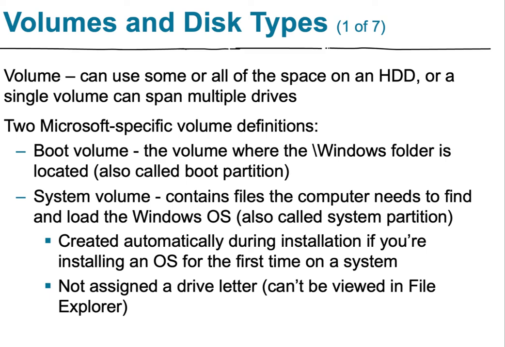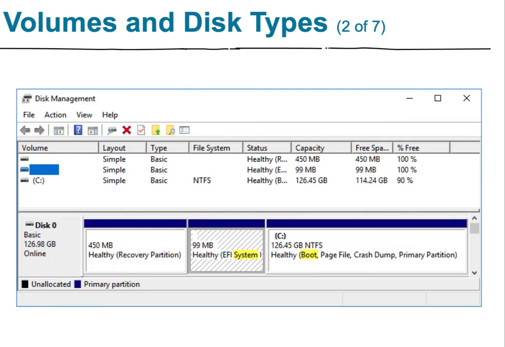System volume. The system volume contains files that the computer needs to find and load the Windows OS. In Windows 2008 and later, it's created automatically during installation if you're installing an OS for the first time on a system, and it's not assigned a drive letter, so you can't see it in File Explorer. You can, however, see it in Disk Manager, as you can see over here. In earlier Windows versions, the system volume was usually the C drive. The system volume is also called the system partition.